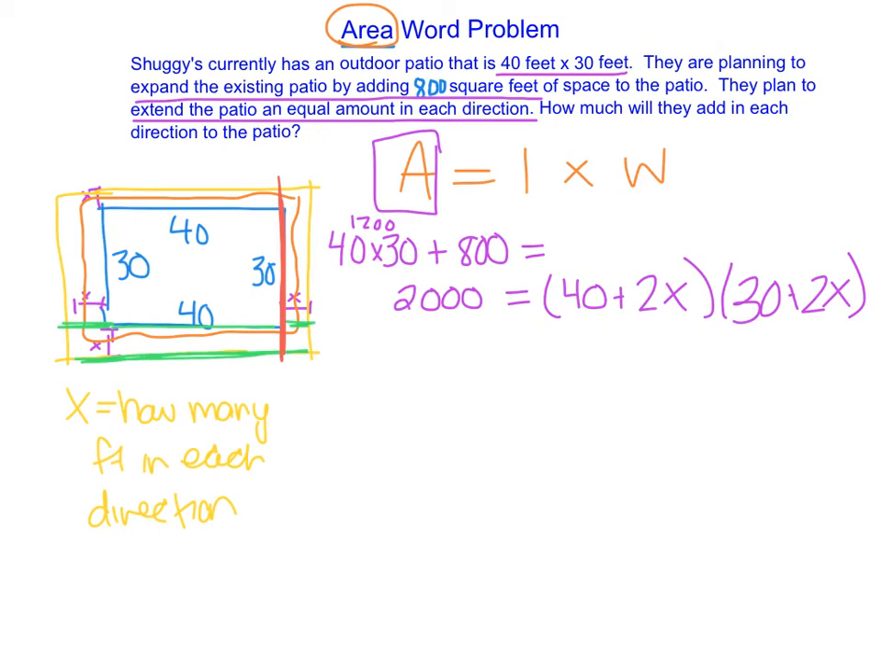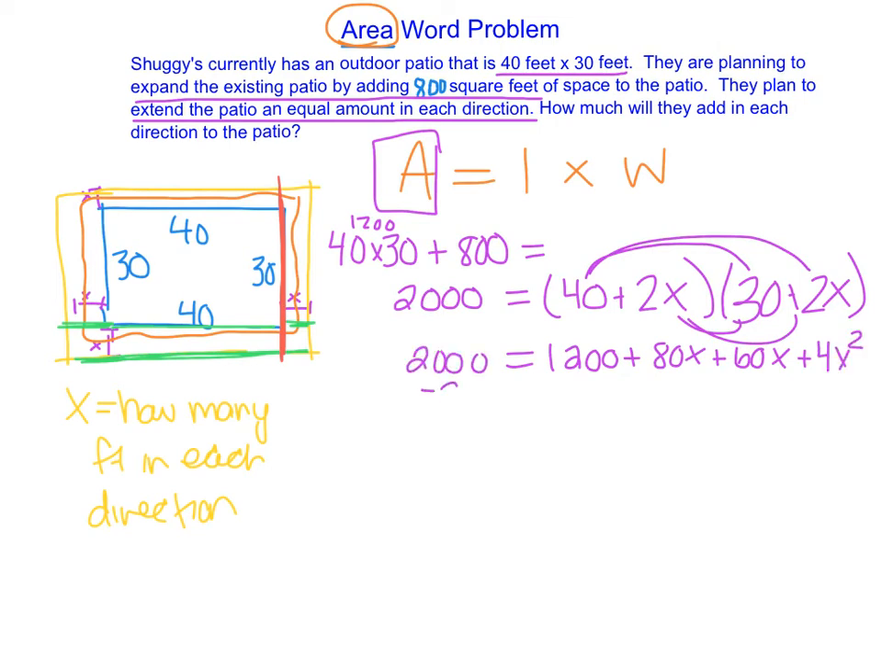We take a look and we see, okay, what do we know about area, what do we know about the length, and what do we know about the width. Now, in order to even start solving this, we need to multiply all of this out and get everything on the same side of the equation. So we need to multiply out 40 times 30 and 40 times 2x, which is 1200 plus 80x. Then we need to take 2x times 30, which is 60x, and 2x times 2x, which is 4x squared.